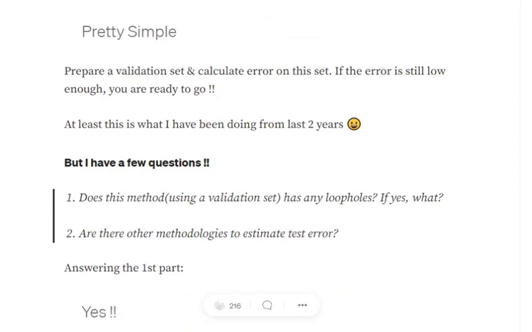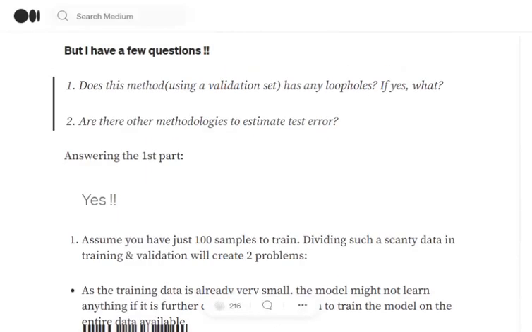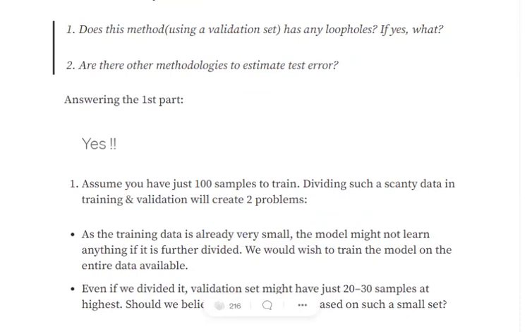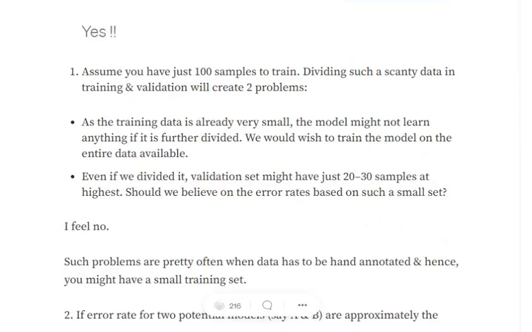Let me answer the two questions. The first one: does the validation data set have some loopholes? A big yes. For example, assume that you have just 100 samples in a training data set. Dividing such scanty data would create two major problems. One is that, as your data set is already very small, you would wish your model to train on the whole data set rather than training it on a subsample like 80 or 70 samples. Eventually the model won't train that well.